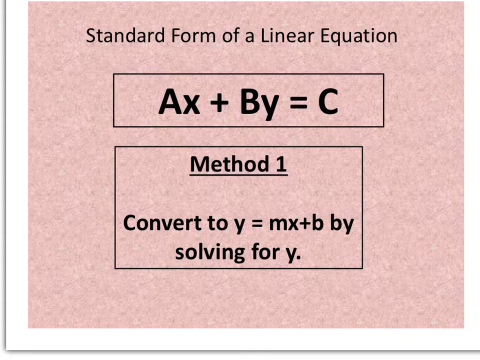Now let's go to your pink foldable. At the top of your pink foldable, it says standard form of a linear equation. In that box right underneath it, you need to have ax plus by equals c. This is the standard form of a linear equation. We talked about slope-intercept form on the other foldable. This one we're talking about standard form. So on method 1, you'll see right underneath method 1 there's a box. And in that box you need to write this right here where it says convert to y equals mx plus b by solving for y.